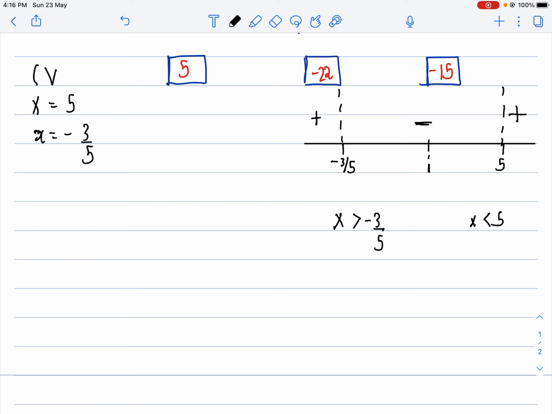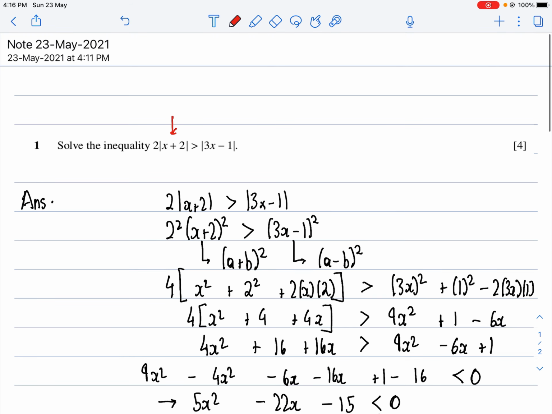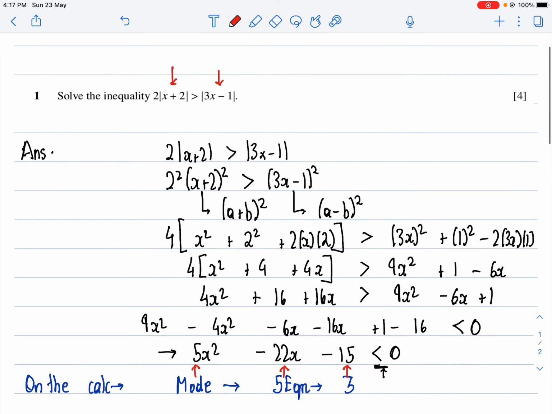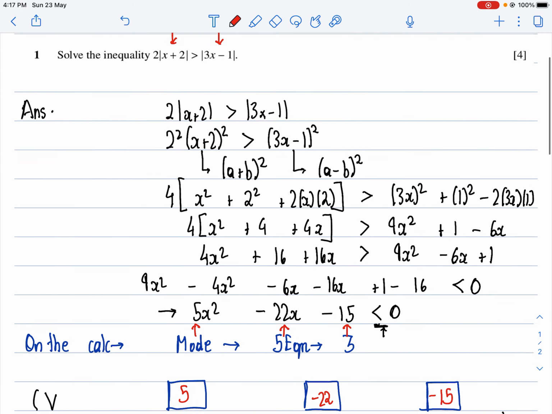But now what you need to do is something called verifying. Take a value between them, take 1 again, and put it in this equation, and see if the values are satisfying the equation or not. Verifying. This is really important to do. If not for this question, for other questions, obviously we need to do it.